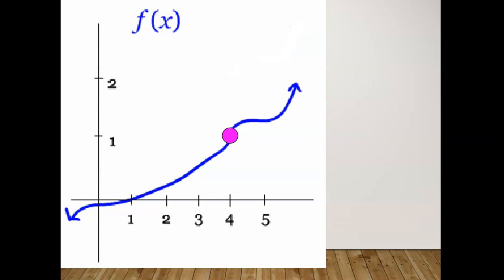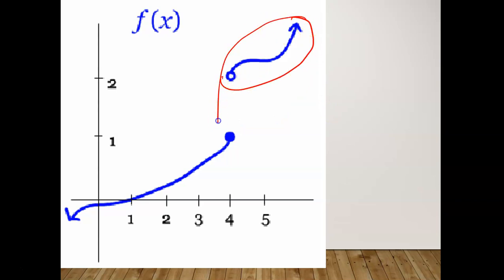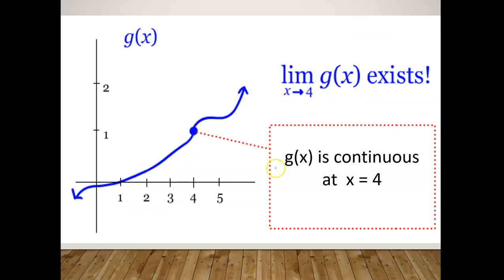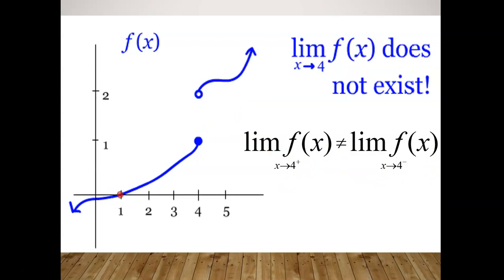What if your f(x) just now, this arrow, we move it down. Now they meet each other. Now we can say that g(x) exists as x approaches 4 because they meet at one equal destination, the same destination. g(x) is continuous at x equals 4. Just now, this is the previous example. Because they didn't meet each other, we can say that the limit of f(x) does not exist.